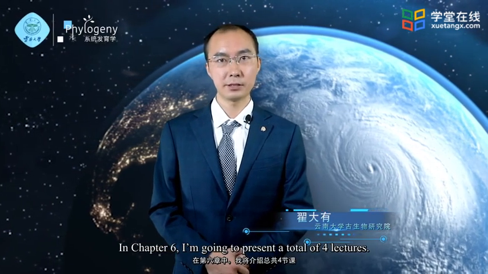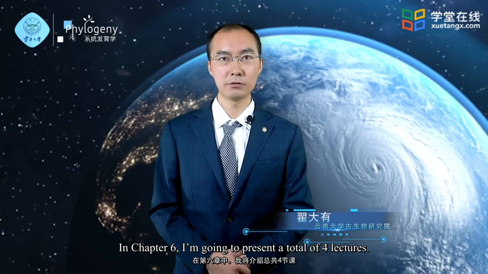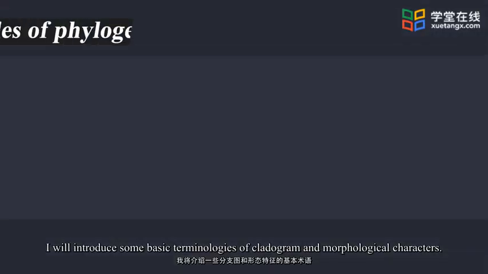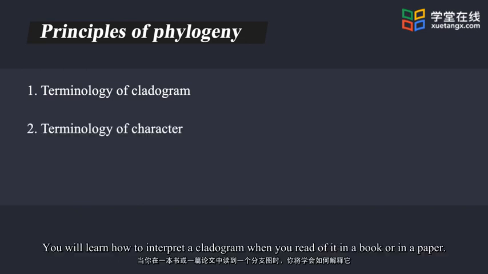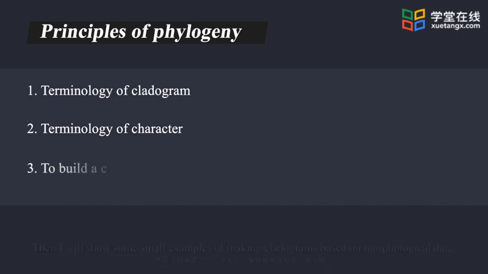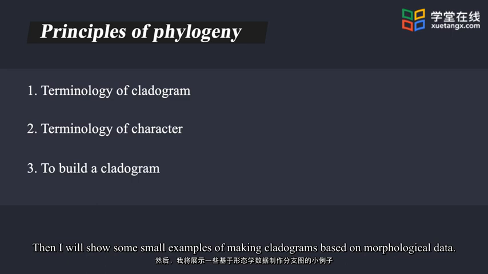In Chapter 6, I'm going to present a total of 4 lectures. I will introduce some basic terminologies of cladogram and morphological characters. You will learn how to interpret a cladogram when you read of it in a book or in a paper. Then, I will show some small examples of making cladograms based on morphological data.